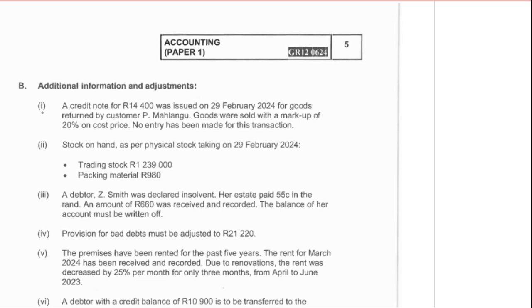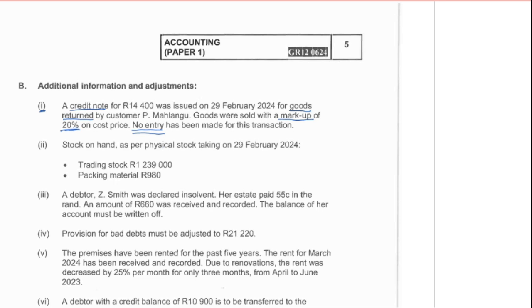Let's have a look at the first adjustment. It says a credit note for 14,400 rands was issued on 29 February 2024 for goods returned by customer P. Mahlangu. Goods were sold with a markup of 20% on cost price. No entry has been made for this transaction. So it means that we must make the entry for that transaction.